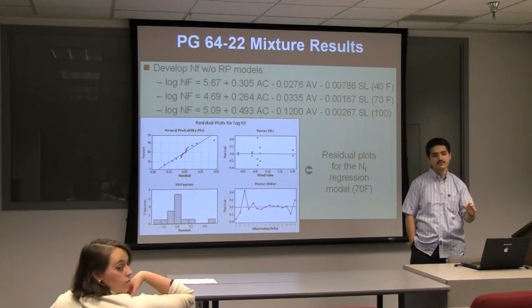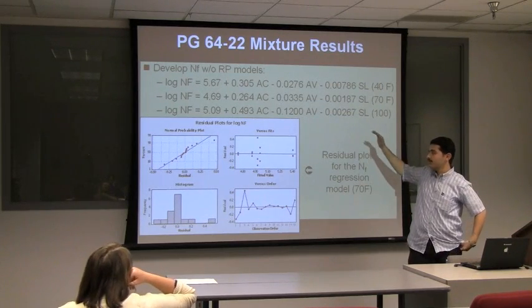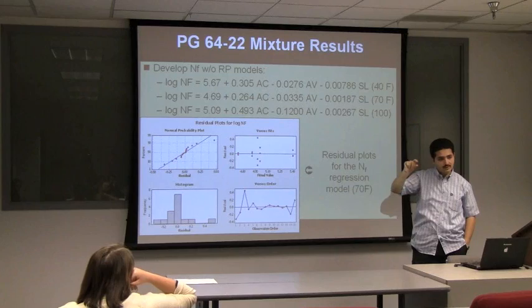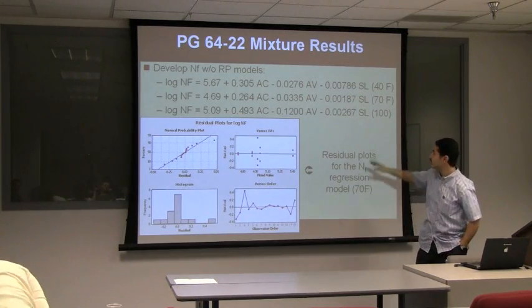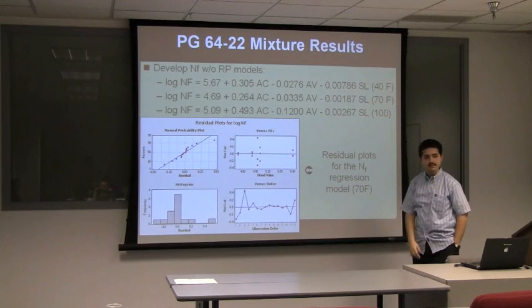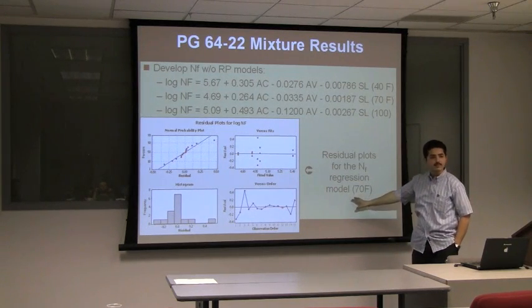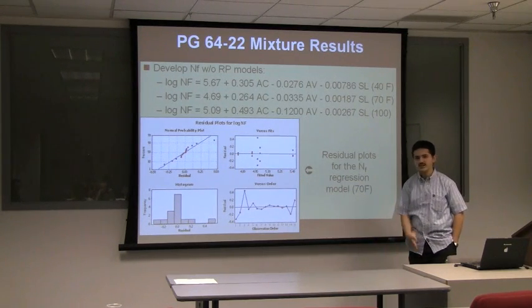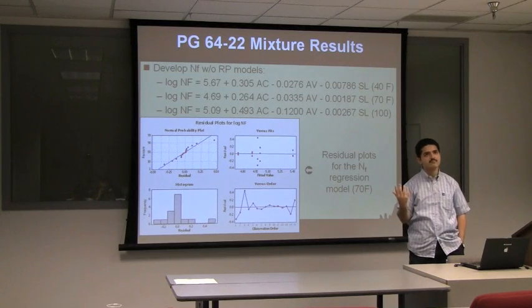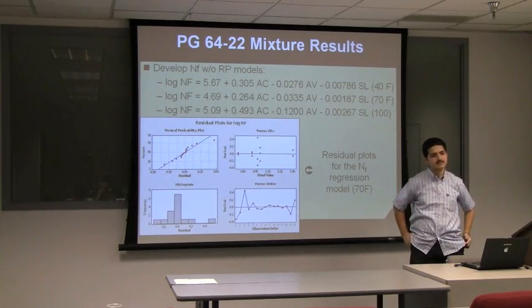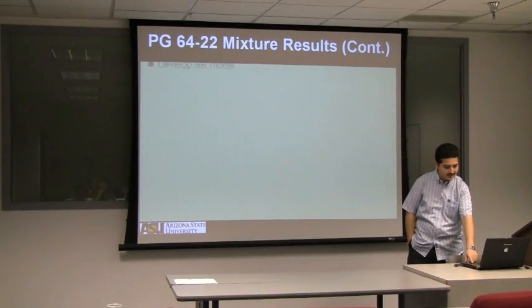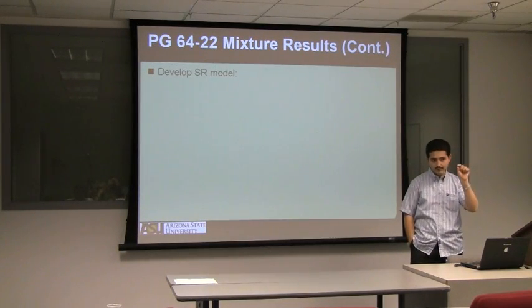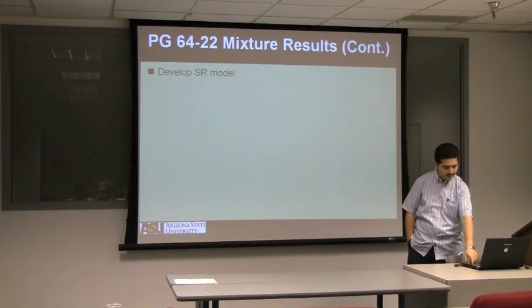The first part, as you remember, I had to come up with the small regression model to predict the NF to fill the missing cells. These are the three equations, and this is just an example of the residual plots for one model. The R-square for these models ranges from 65% to 95%, so I guess it was kind of acceptable. The second stage, as you remember, after I fill all the data points, I need to come up with the big model, the stiffness ratio model.